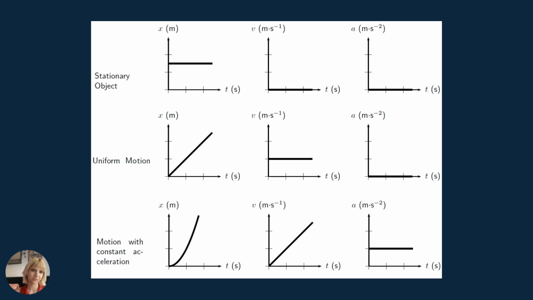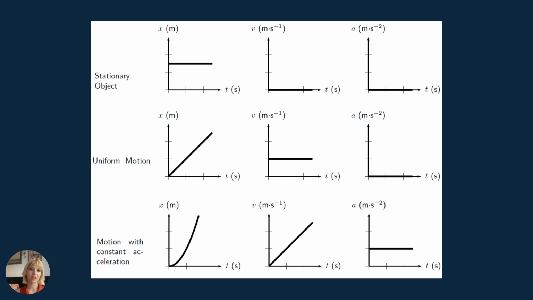Uniform motion means it's traveling at a constant velocity, so our position versus time is going to be a linear function. And our velocity is going to just be a straight line because it is constant. And then our acceleration is going to be 0 because our velocity is constant. Velocity final minus velocity initial is going to be 0. So acceleration is 0.